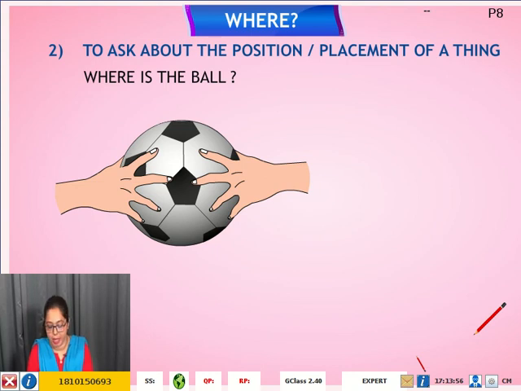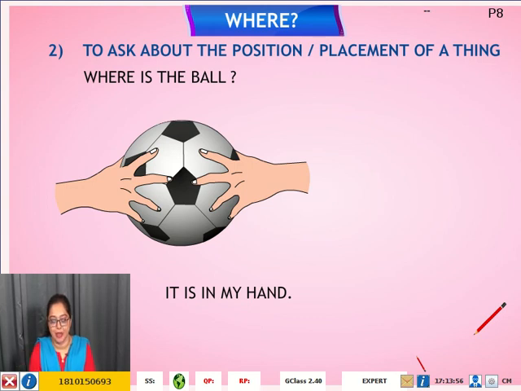Another question coming up on the screen. So here, where is the WH word. Is is the helping verb. And it is in my hand. The ball is kept in this position, right? So it is in my hand. So in the answer, we are trying to know the particular position or the placement of a particular thing.